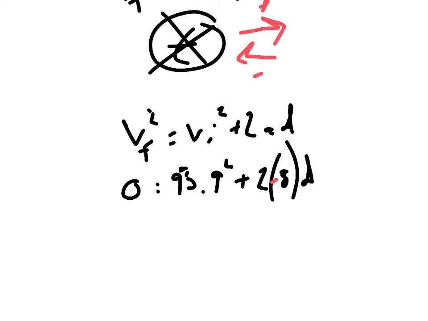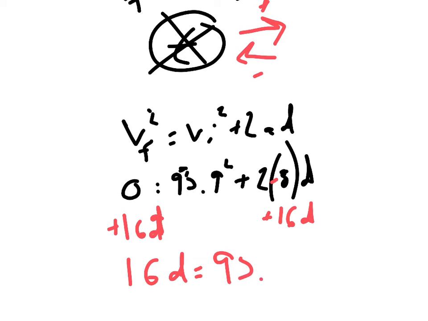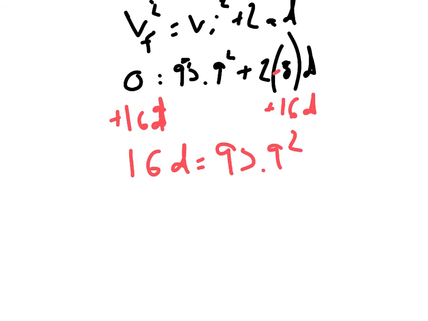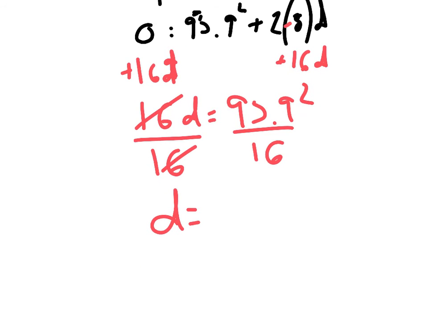I'm just going to take this 2 times 8 is 16, so it's a negative 16d. I'm going to add that to both sides. Whoops, that's a d. So we got 16D equals 93.9 squared. Then just divide both sides by 16. And that's your answer. So D is going to equal 551 meters.